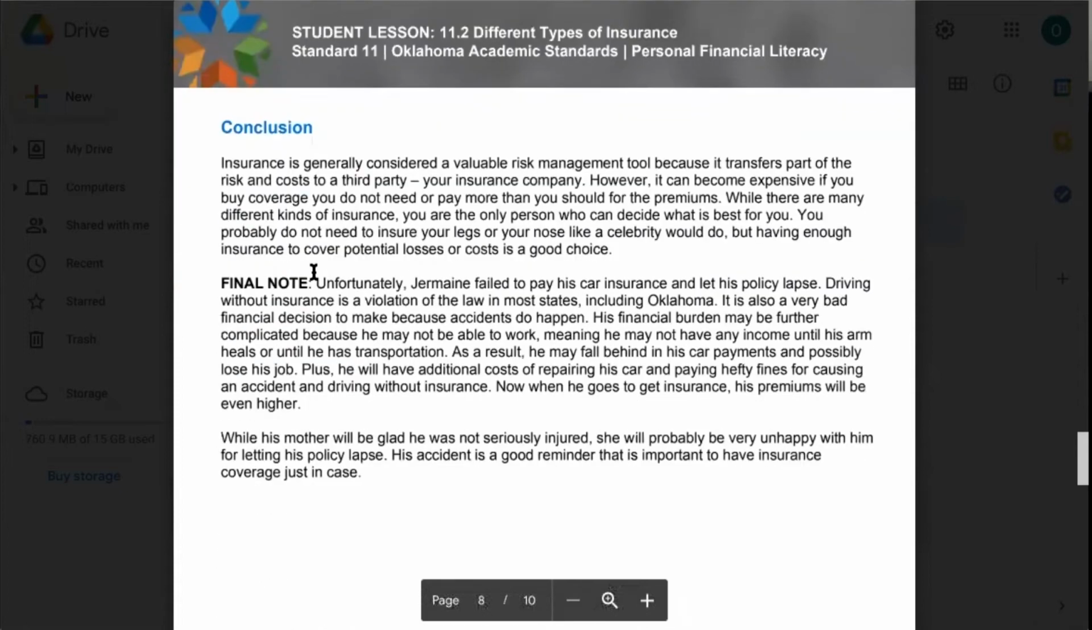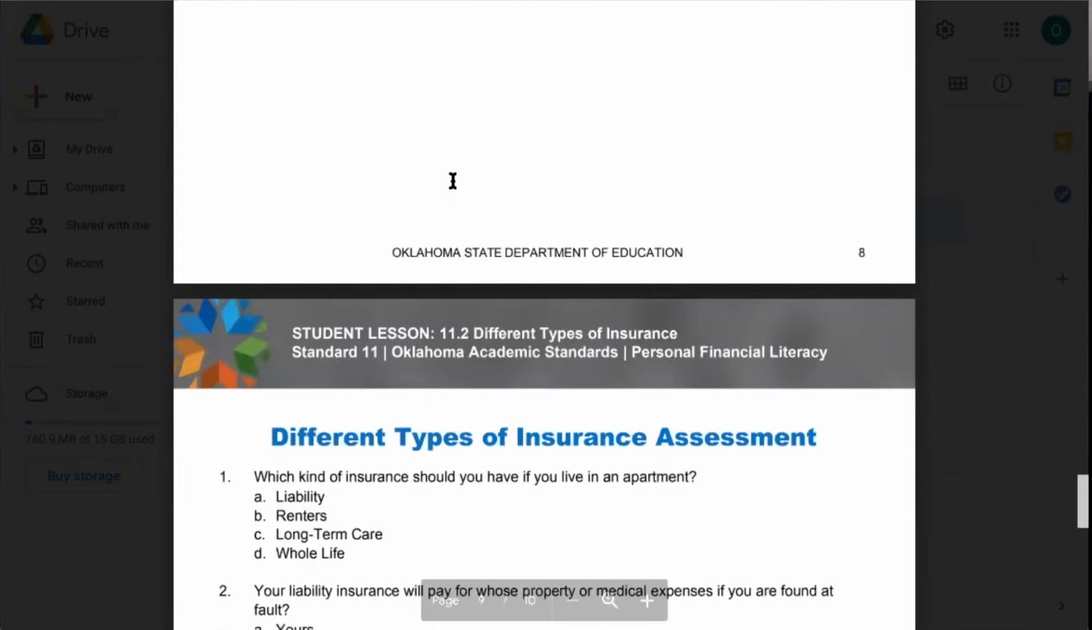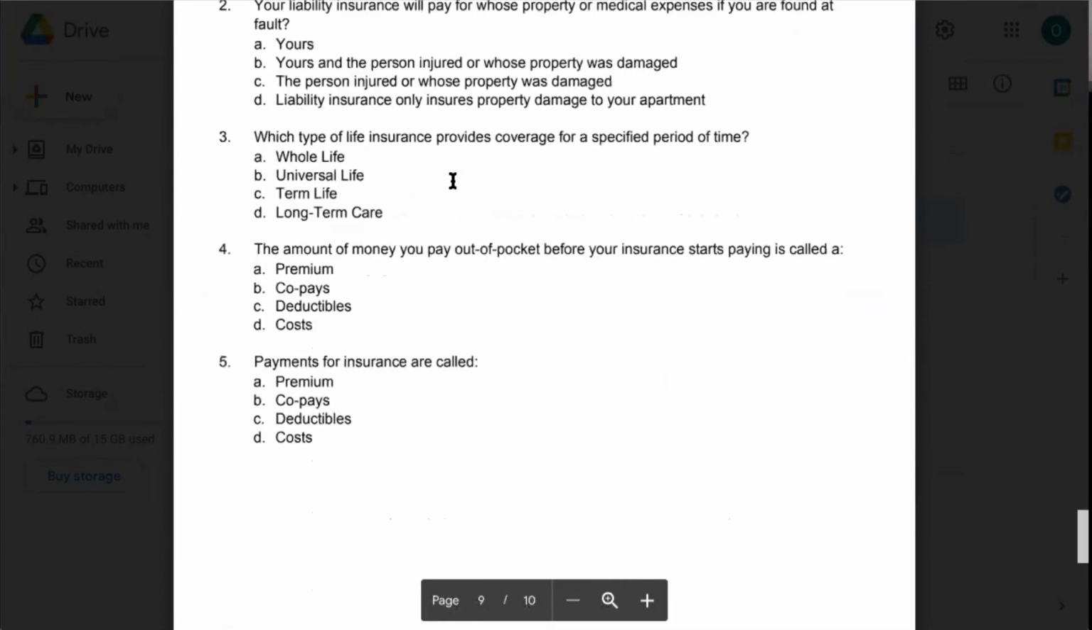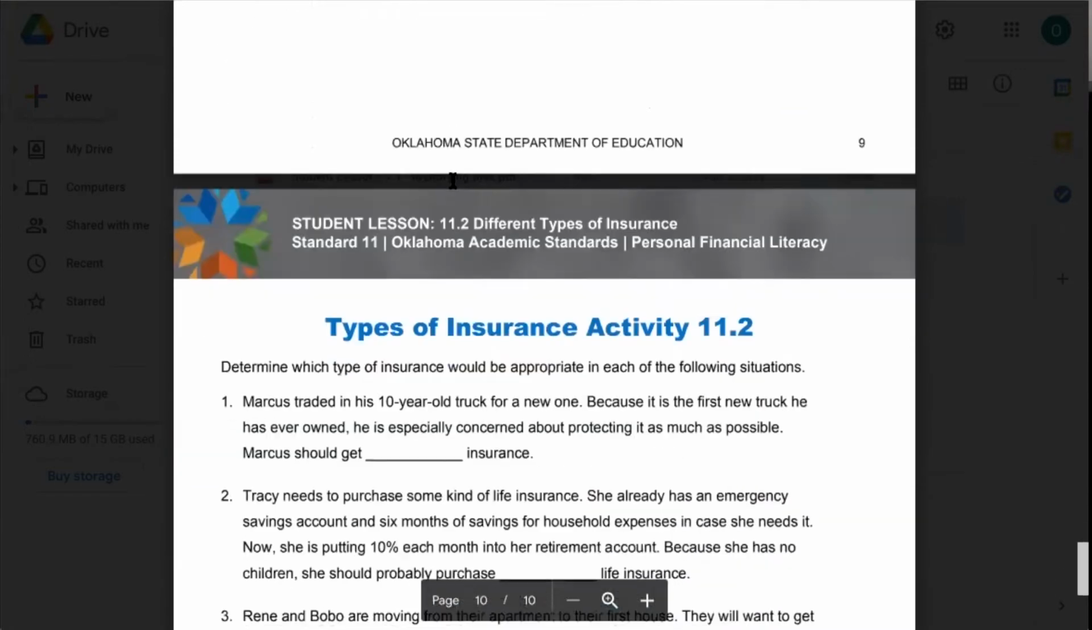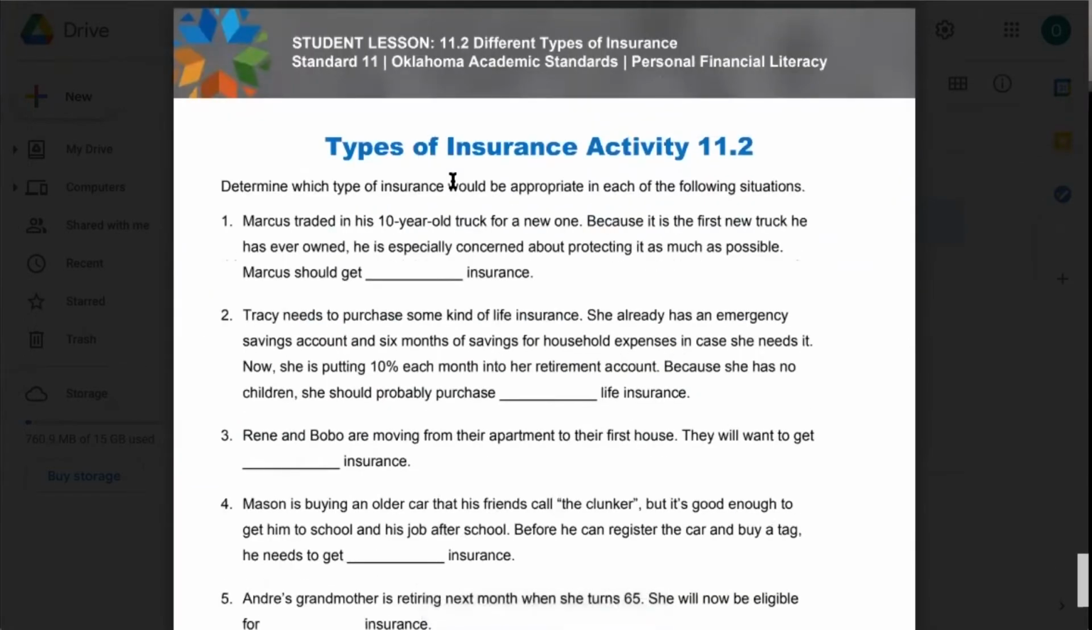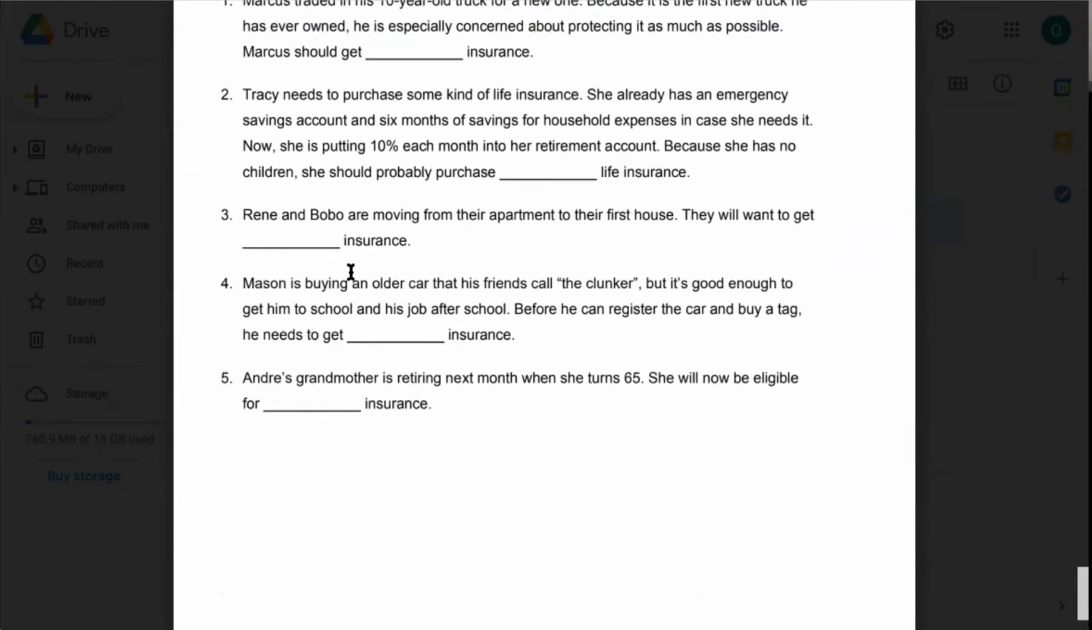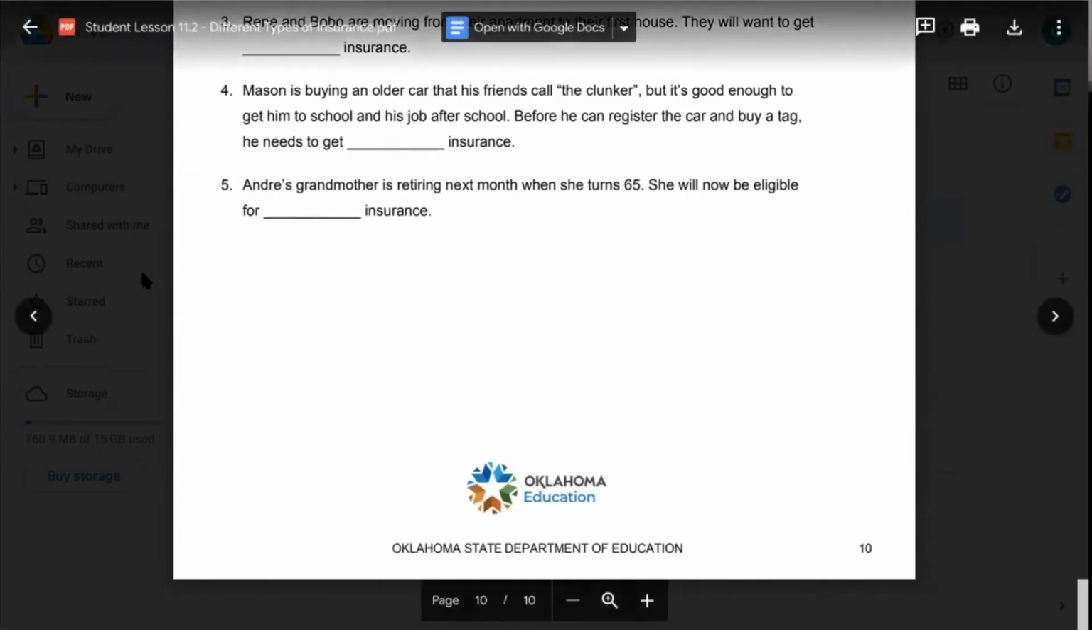Our conclusion with insurance is generally considered a valuable risk management tool because it transfers part of the risk and cost to a third party, your insurance company. So, really focusing on that. We're going to have that assessment again as an option for you. And then we have our types of insurance activity, 11.2, where we're going to read different kinds of situations and which insurance they should be looking at, and where they fill in the blank to assess those different situations.